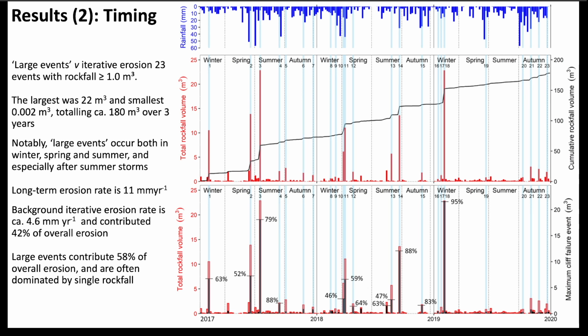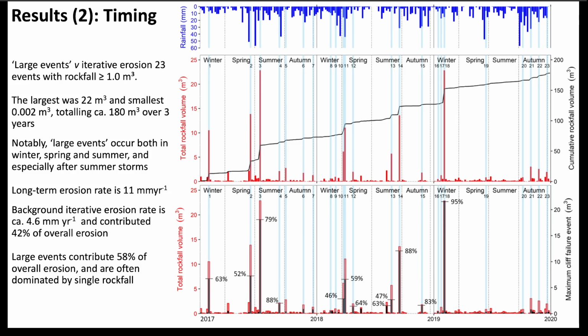In the middle plot, we've got the cumulative erosion, or the cumulative rockfall volume, shown in the black line, and then total rockfall volume subsampled over a weekly interval during that period. What you notice is there are two things driving the growth of that curve. One is large events, the steps in the black line, and the second is iterative erosion. Here we're defining these large events as things with a rockfall component that's greater than 1 cubic metre.